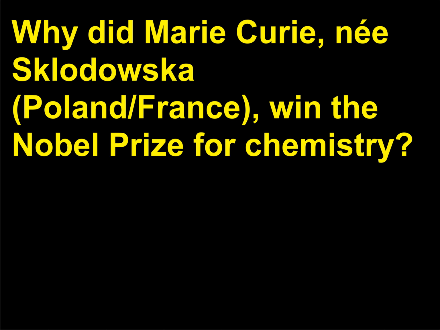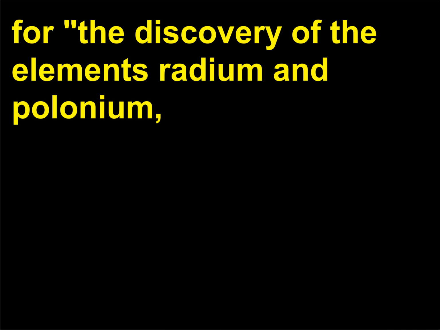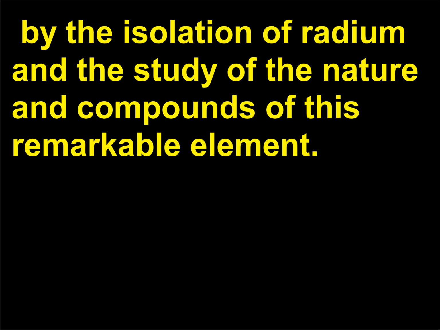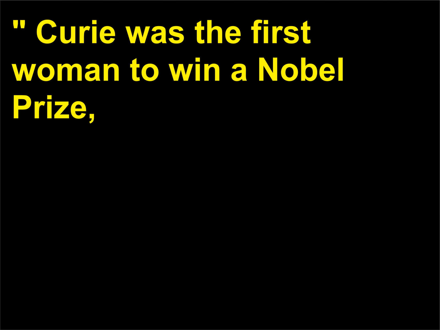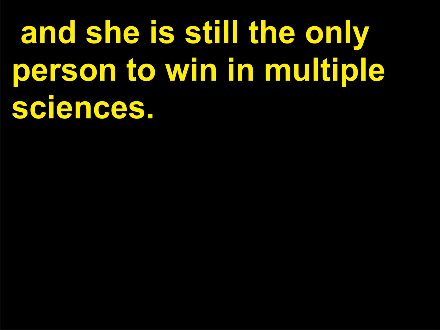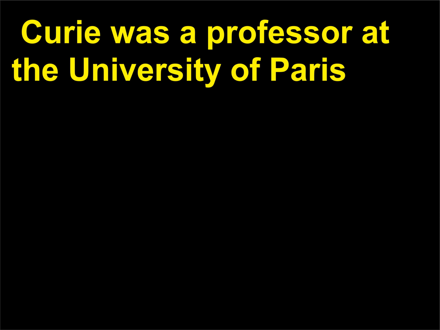Why did Marie Curie, née Sklodowska, Poland/France, win the Nobel Prize for Chemistry? For the discovery of the elements radium and polonium. By the isolation of radium and the study of the nature and compounds of this remarkable element. Curie was the first woman to win a Nobel Prize, and she is still the only person to win in multiple sciences. Curie was a professor at the University of Paris.